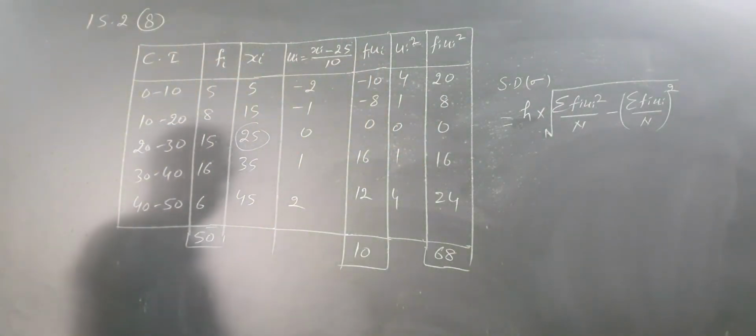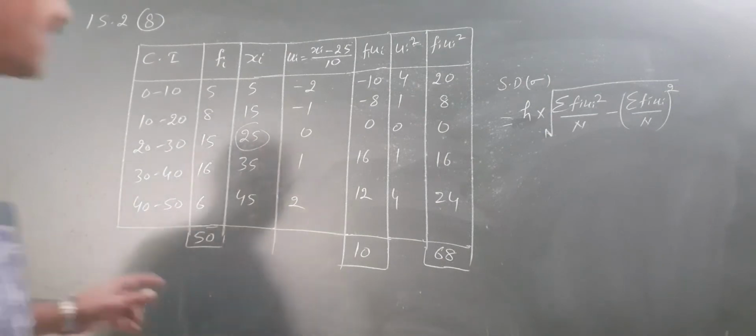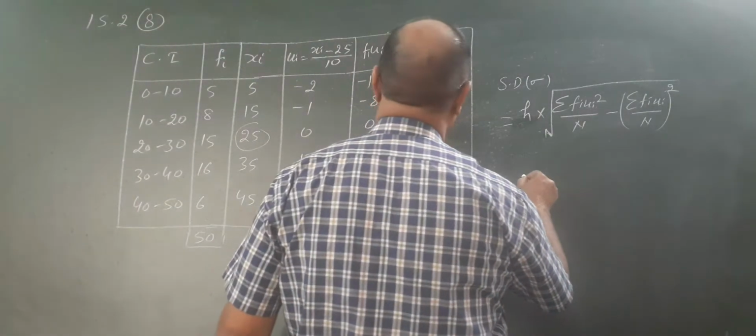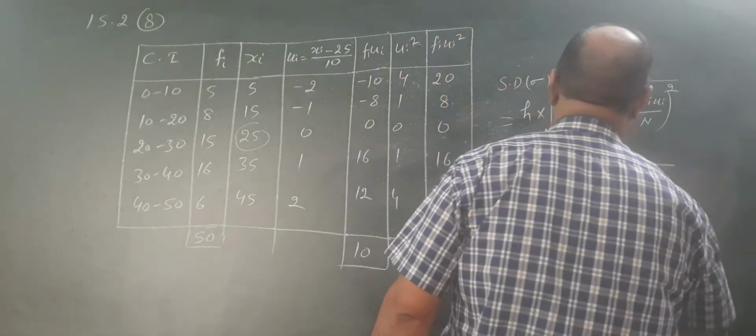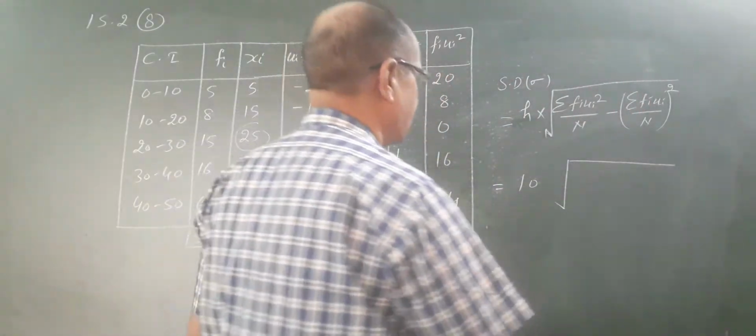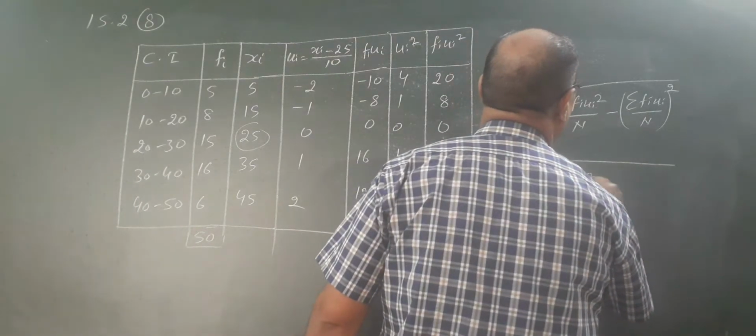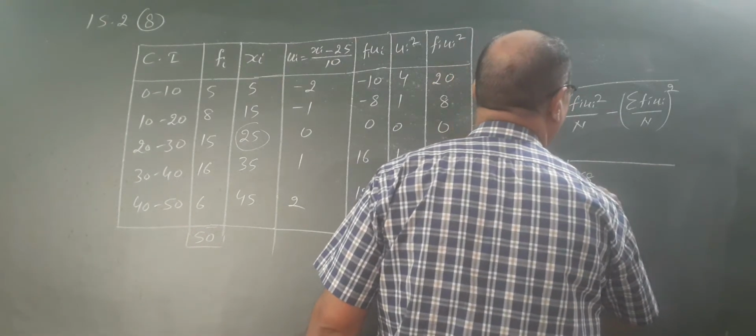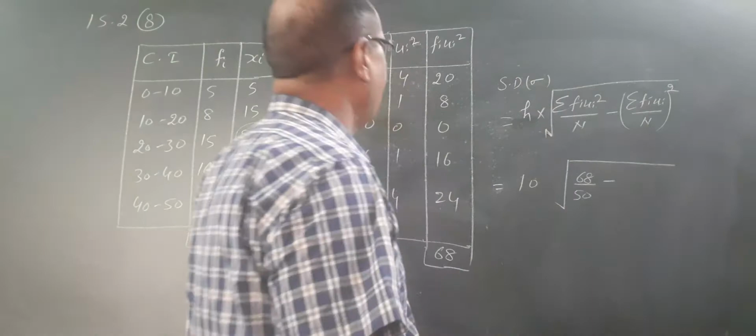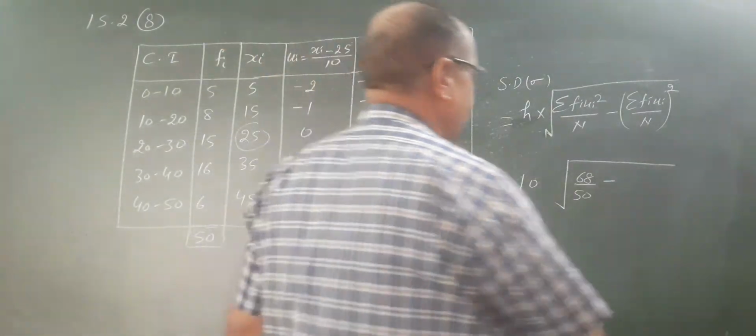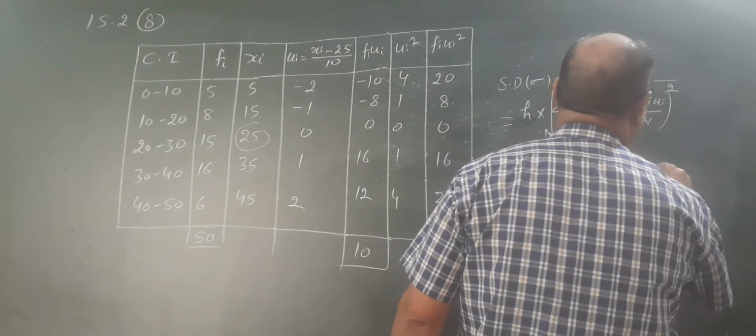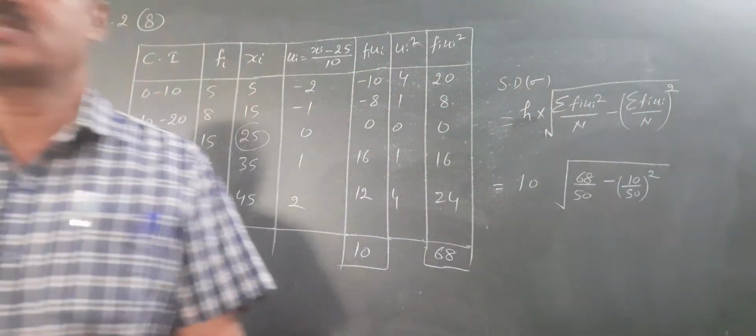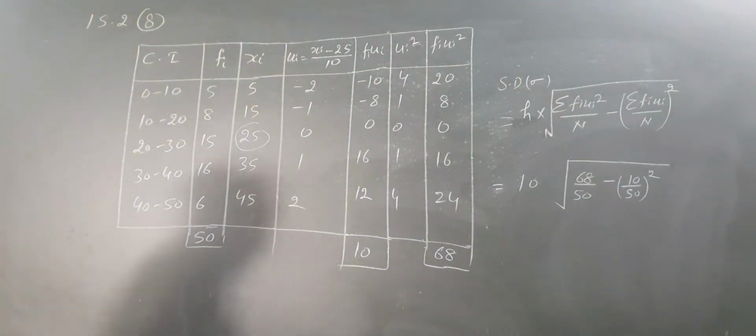Is it clear? Now, after getting the total of this, substitute here h, the height of interval, that is 10, into the under root of sigma fi ui square, that is 68, upon n, that is 50, minus sigma fi ui, the total is 10, upon 50, and this squared. Okay, just substituting the values in the formula, we get this.